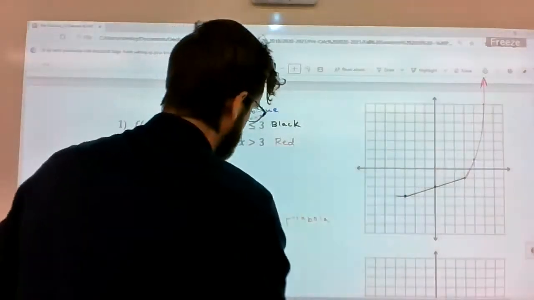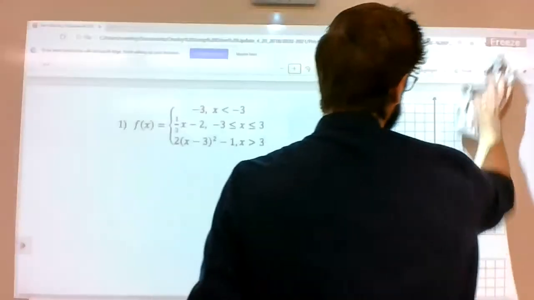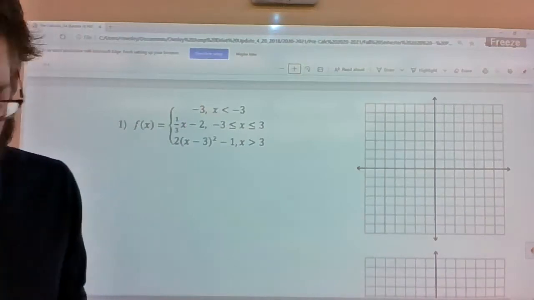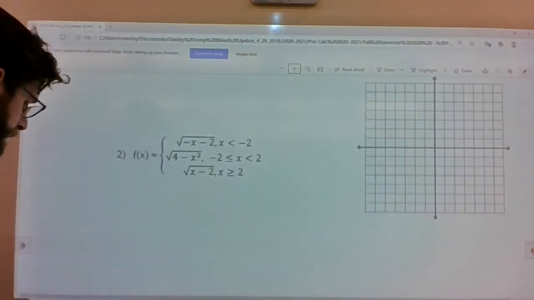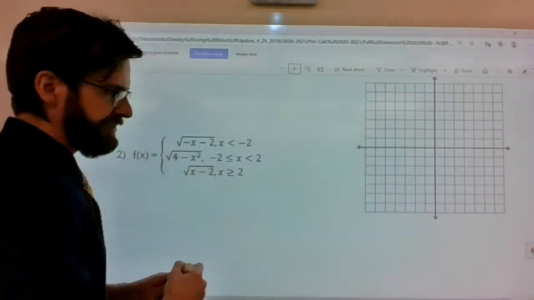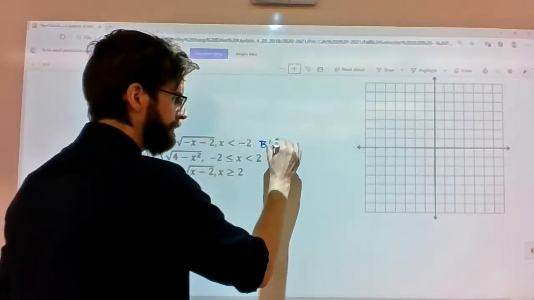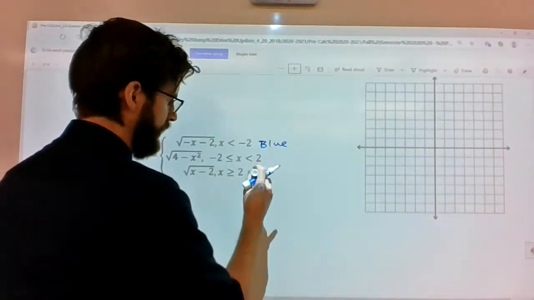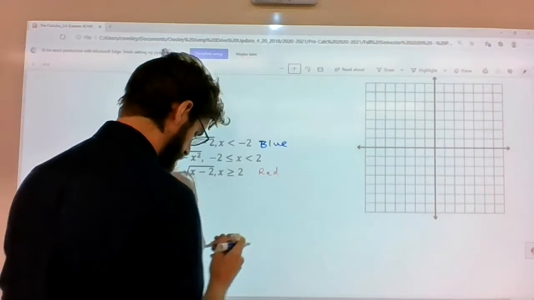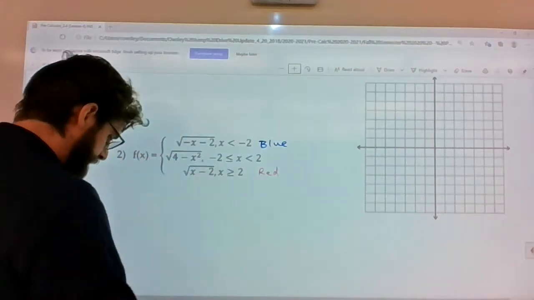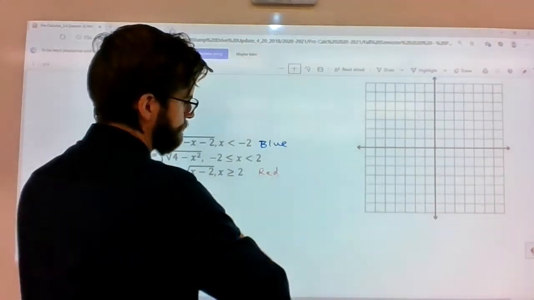All right, this next one is a little bit more complex. It looks like it's got a lot of square roots going on. I'm going to do the same thing. I'm going to call this one blue, the one on the right red, and then black in the middle.